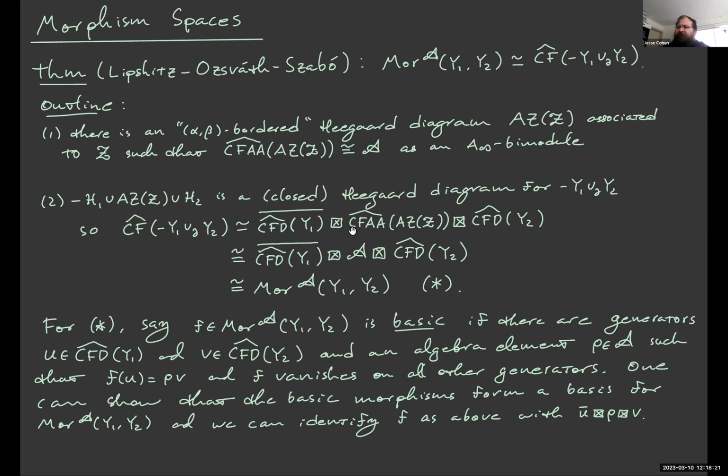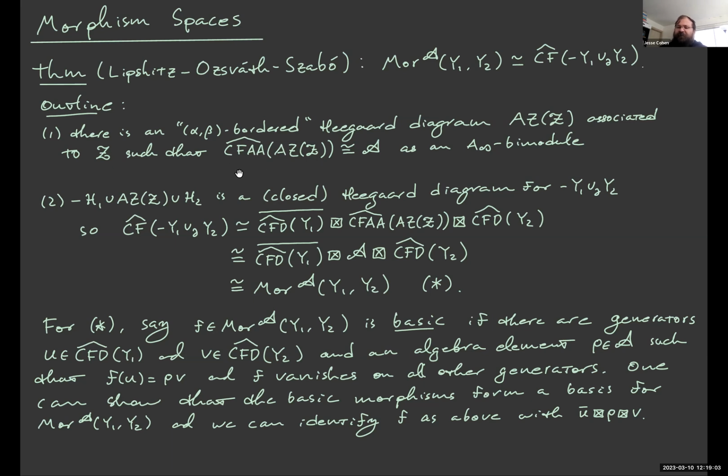This box tensor product is a simple model for the derived tensor product. So there's something called an alpha beta bordered Heegaard diagram. This is a bordered Heegaard diagram that now has two boundary components. And one can associate to a pointed matched circle Z one with the property that, well, whatever bordered Heegaard Floer homology associates to AZ of curly Z is actually isomorphic on the nose to the algebra A as an A infinity bimodule.